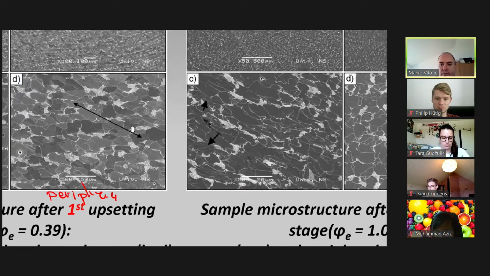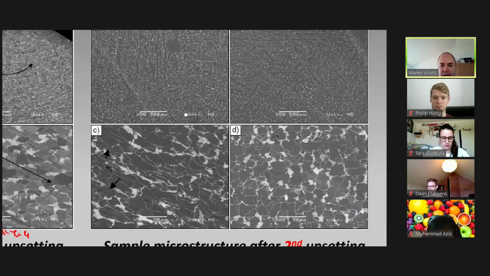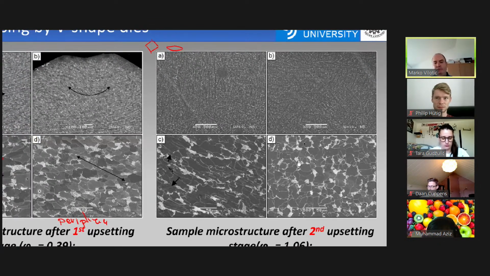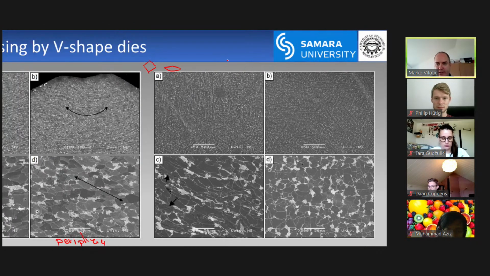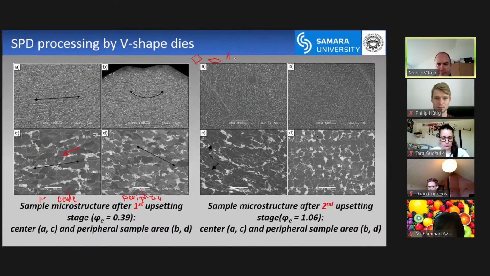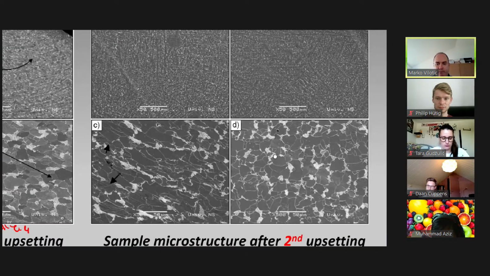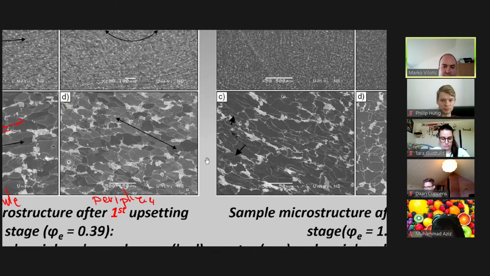However, if we do processing in 2 stages, then things become different. So what happened? First, at the periphery, we rotated this sample like this, and then compressed it like this. So we can say in this stage, the microstructure returned to its original state. It becomes like the initial microstructure. It doesn't change much. But at the center, in these 2 images, you can notice considerable elongation.